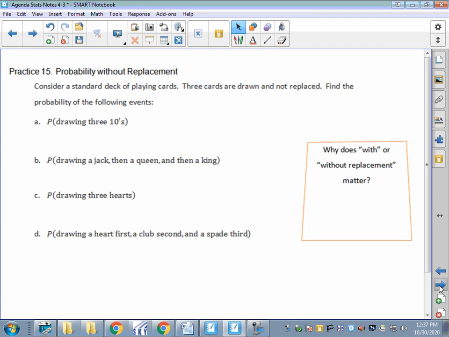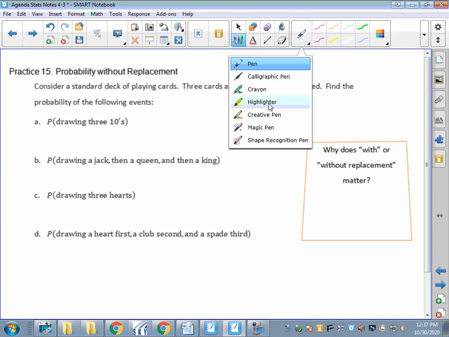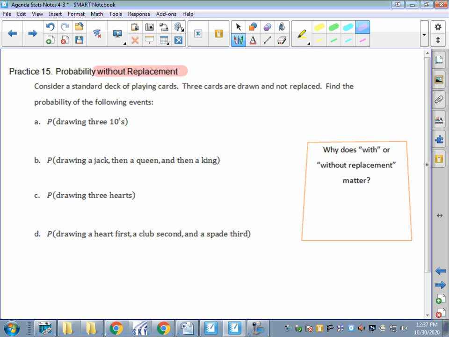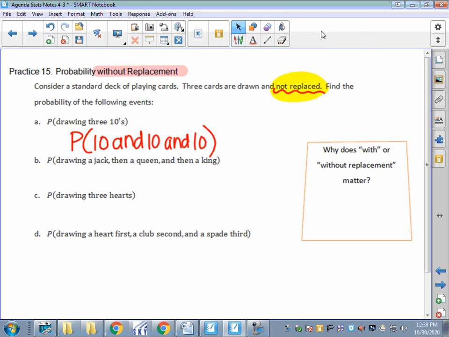All right, so let's do a quick little example before we get there. So probability without replacement, super important. So we've got ourselves a deck of playing cards. Go back to your sample space if you need to. 3 cards are drawn and not replaced. Find the probability of drawing 3 10s. So I'm saying the probability of a 10 followed by a 10 followed by a 10, right? I'm going to just write it as 10 and 10 and 10, but I have to definitely remember that things are not replaced.